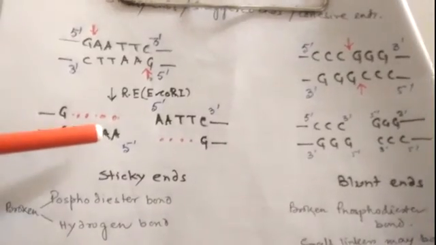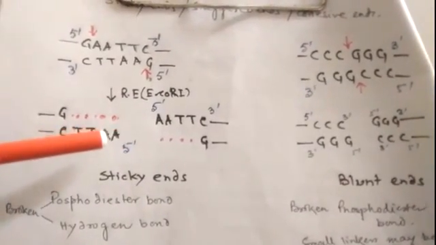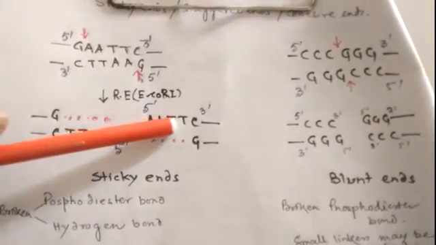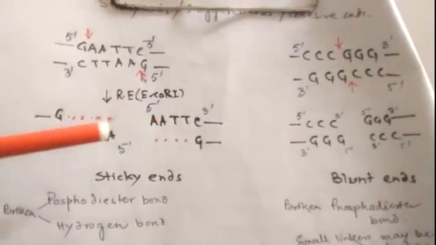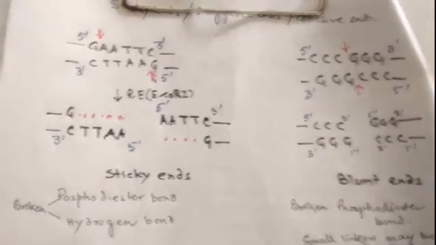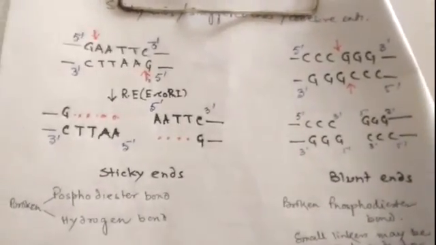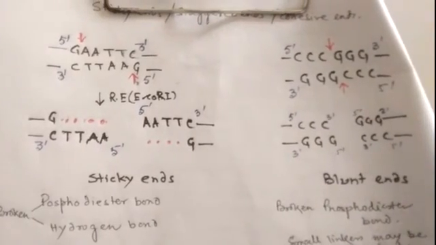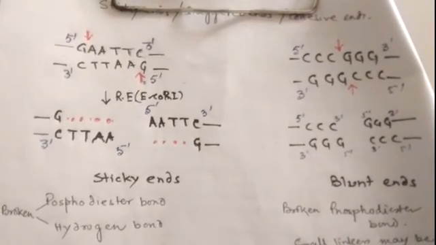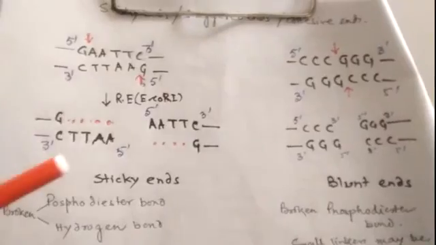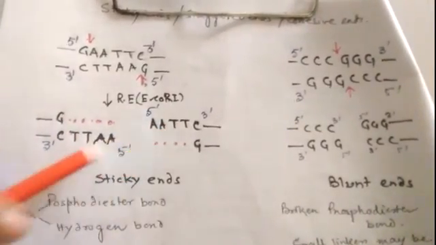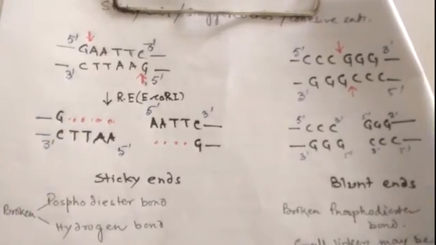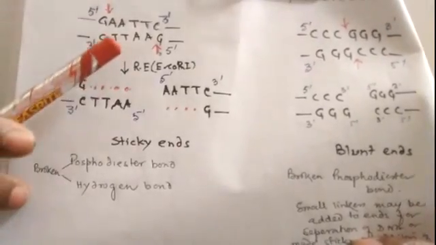So this can form the complementary base pairs, that is TTAA, and here also AATT can easily form complementary base pairs. So when we cut the vector with the restriction endonuclease, and the same restriction endonuclease is used for cutting the desired DNA, we will have this type of complementary base pair by which they can join by forming hydrogen bonds.